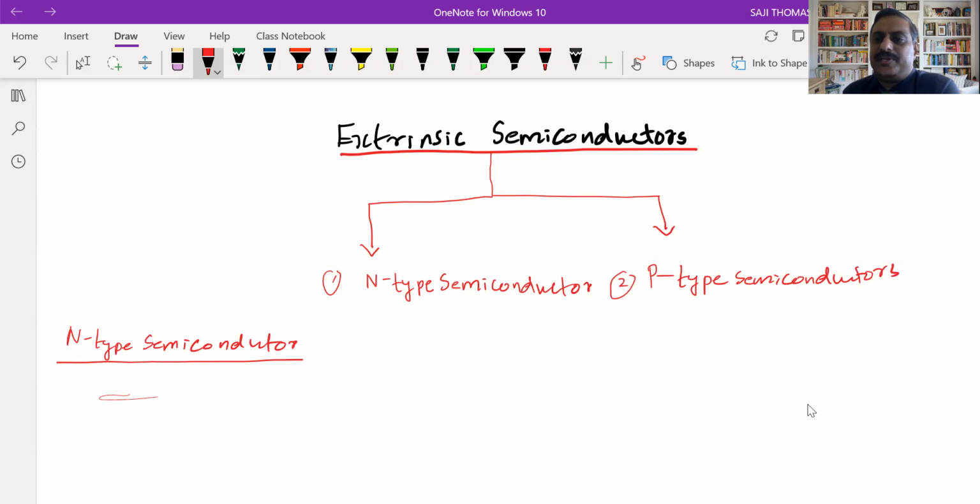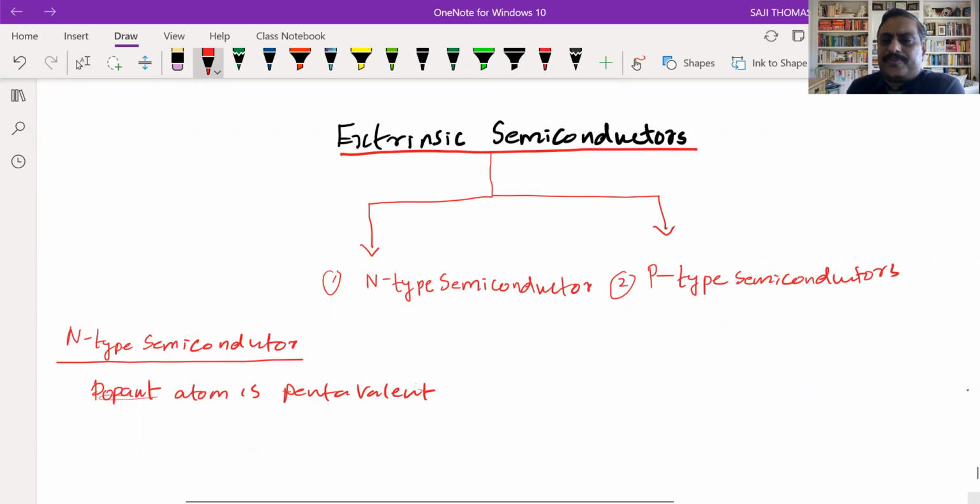The impurity is known as the dopant. The dopant atom is pentavalent. Examples of pentavalent atoms are arsenic and antimony. These are two examples I am giving for pentavalent impurity.